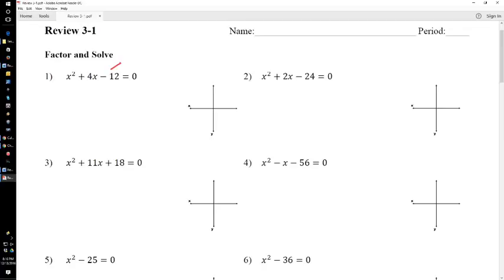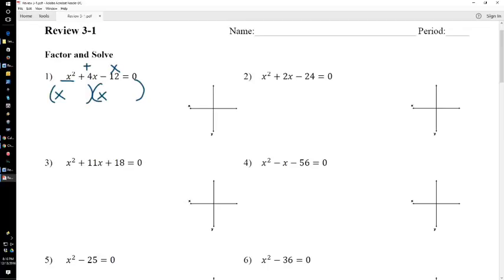We have to think what multiplies to 12 but adds to 4. All right, so we'll start here. Put up parentheses. Two things that multiply to the left are x and x, because x times x is x squared. Now, two things that multiply to the right, but also add up to the 4. There are lots of things that multiply to 12. There's 6 times 2, there's 3 times 4, there's 12 times 1.